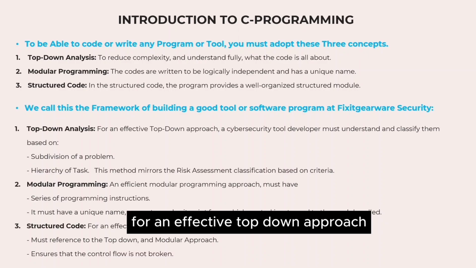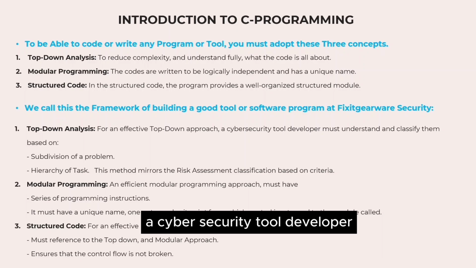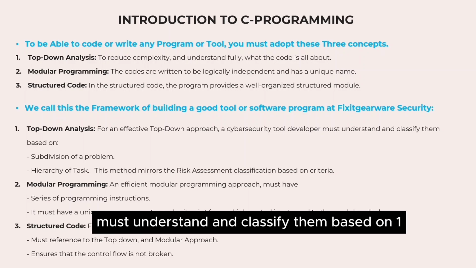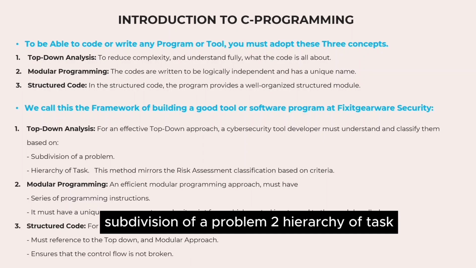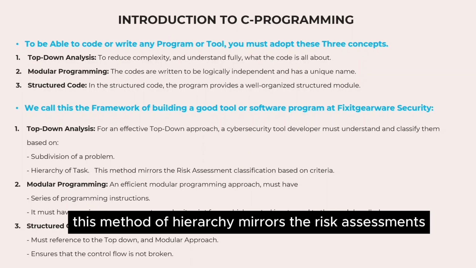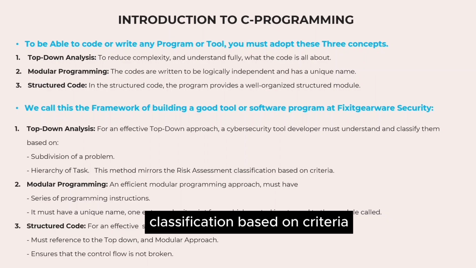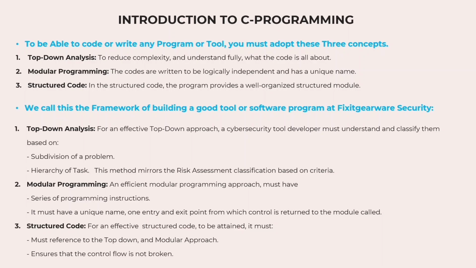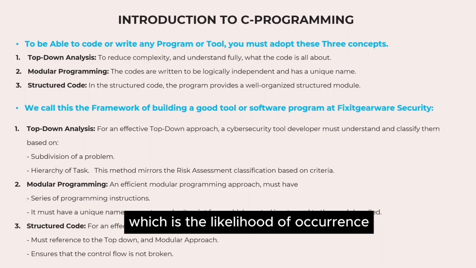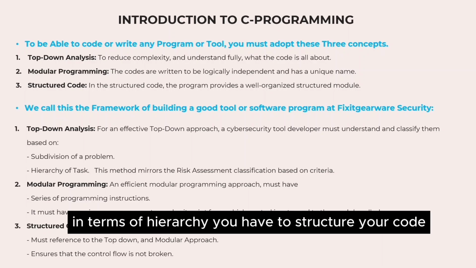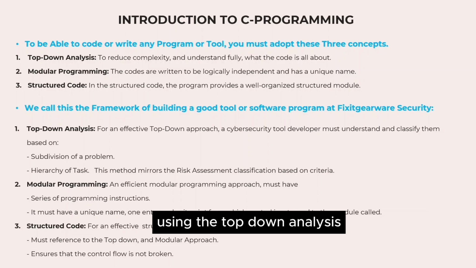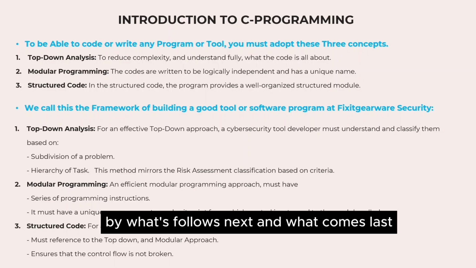For an effective top-down approach, a cybersecurity tool developer must understand and classify based on 1. Subdivision of a problem, 2. Hierarchy of tasks. This method of hierarchy mirrors the risk assessment classification based on criteria, which is the likelihood of occurrence and the impact on the organization. In terms of hierarchy, you have to structure your code using the top-down analysis on what comes first, what follows next, and what comes last.